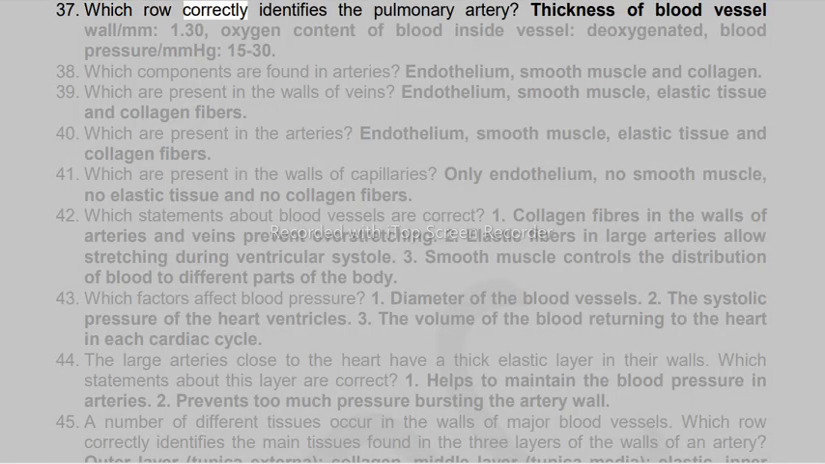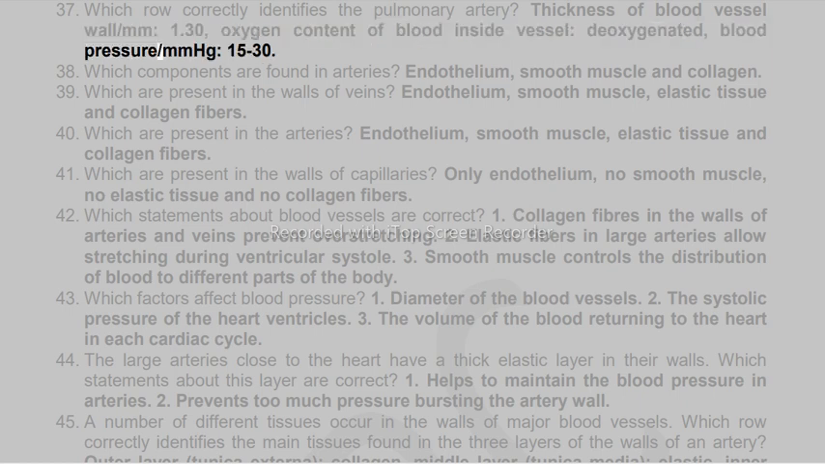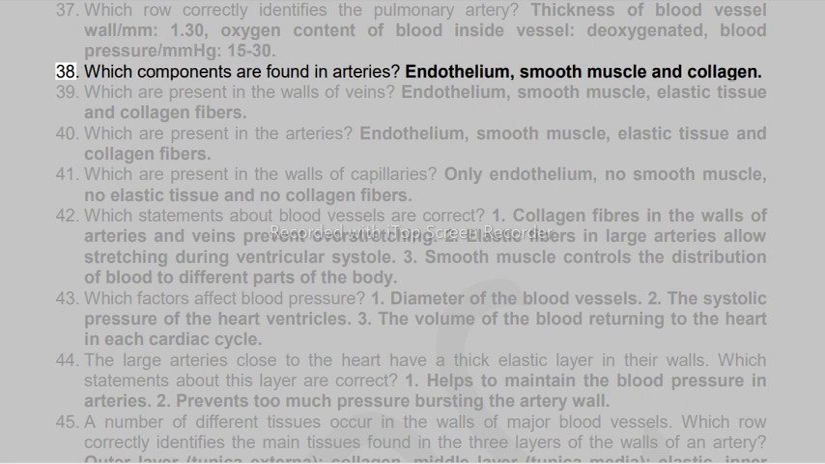37. Which row correctly identifies the pulmonary artery? Thickness of blood vessel wall 1.30 mm, oxygen content of blood inside vessel deoxygenated, blood pressure 15 to 30 mmHg. 38. Which components are found in arteries? Endothelium, smooth muscle and collagen.